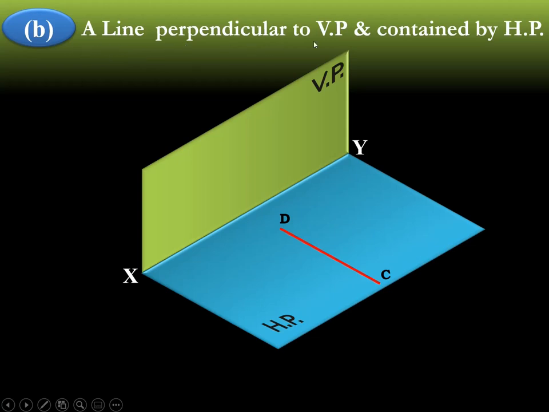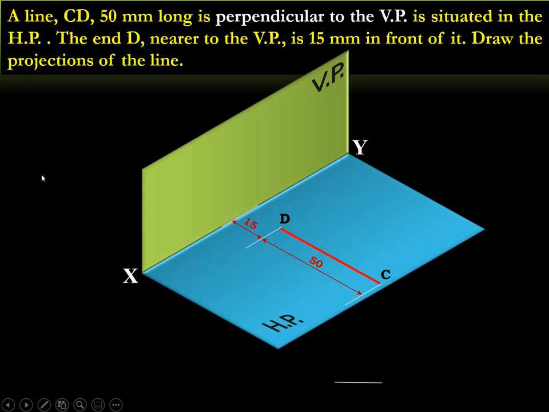A line perpendicular to vertical plane and contained by horizontal plane. The pictorial representation of a straight line capital CD which is perpendicular to vertical plane and contained by the horizontal plane is shown here. From this diagram we can understand that the above distance between the horizontal plane and the line capital CD is 0. Now let us find the projections of the given problem.